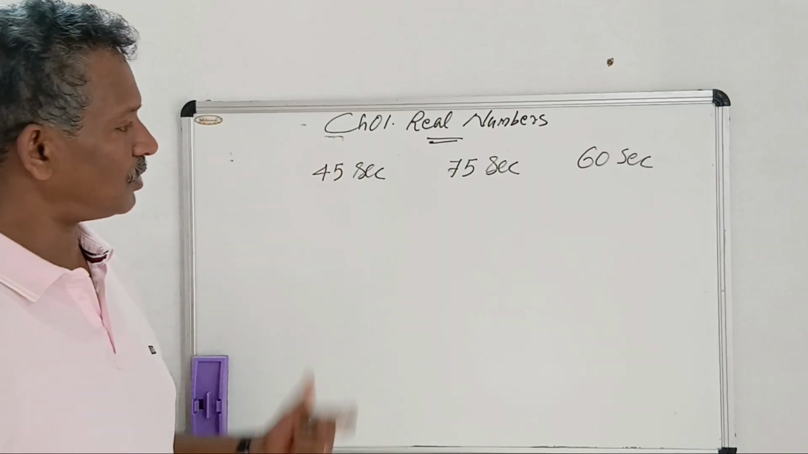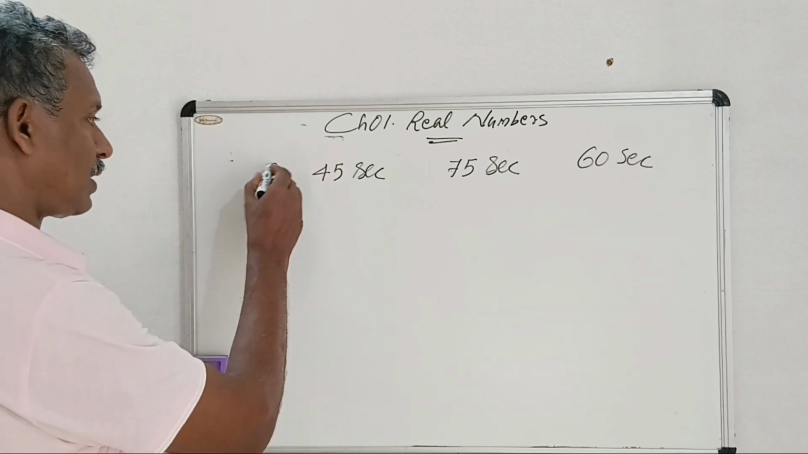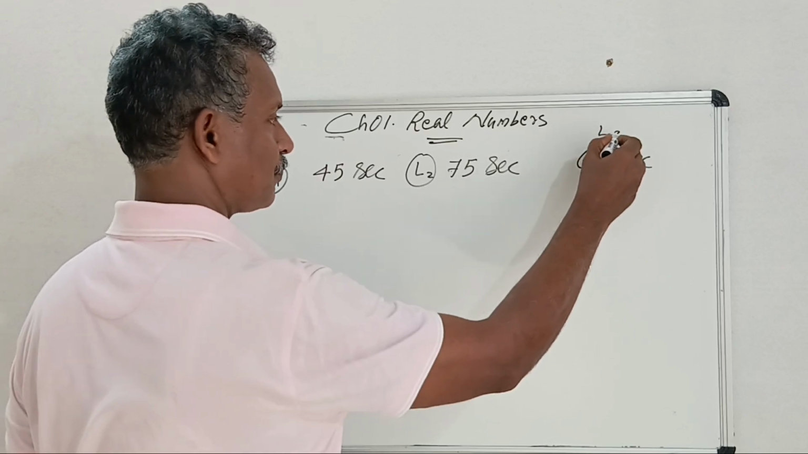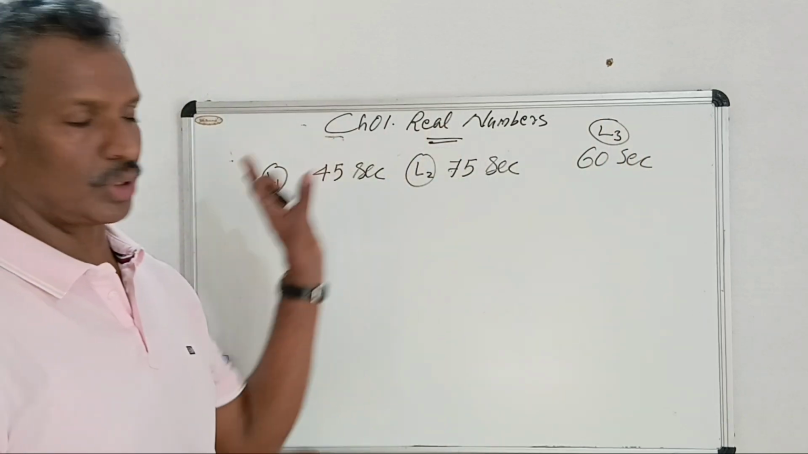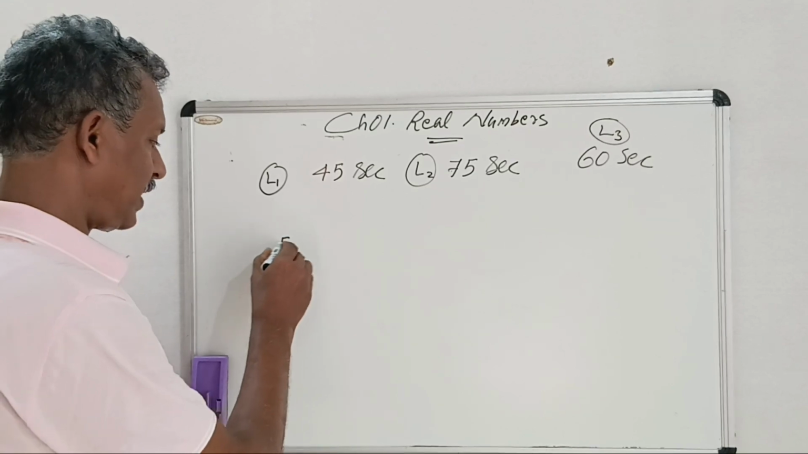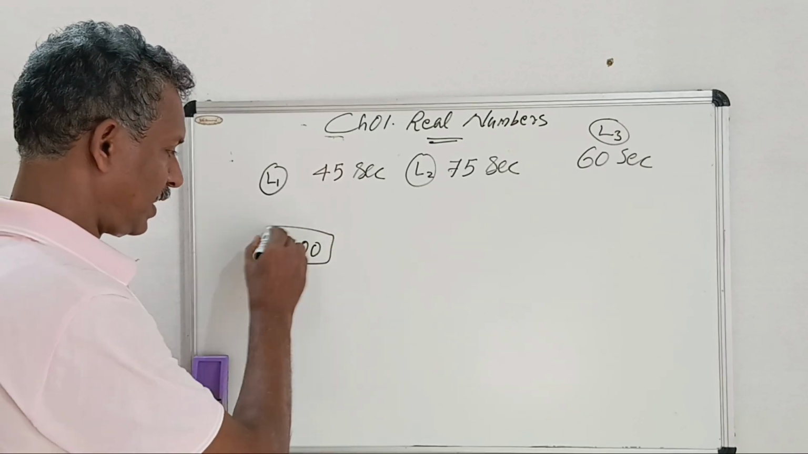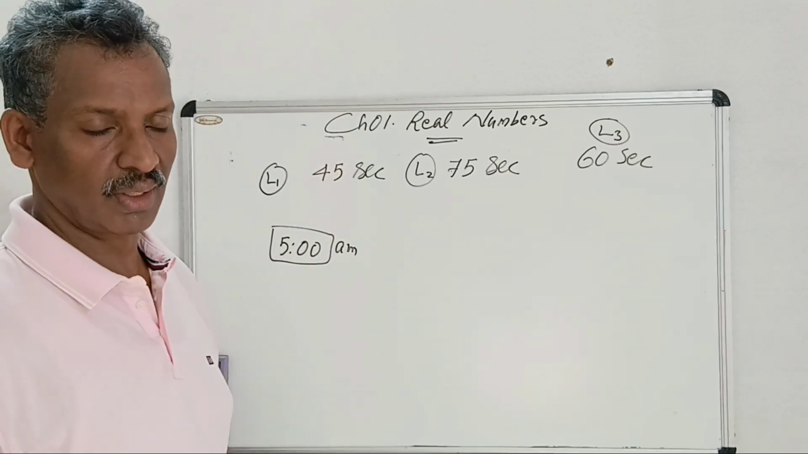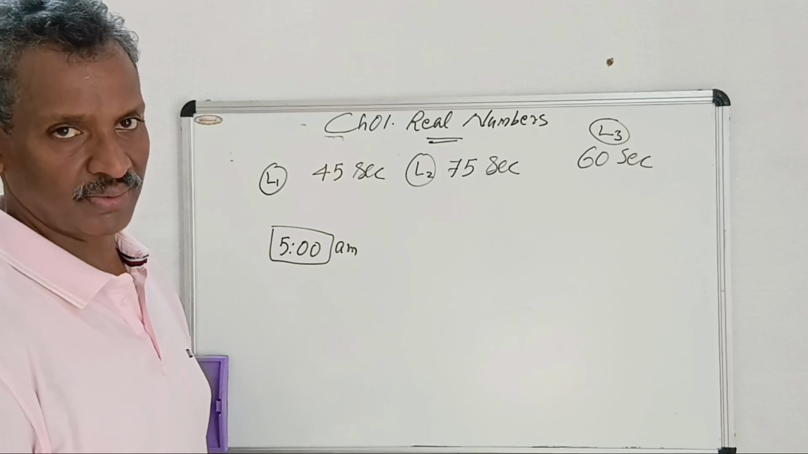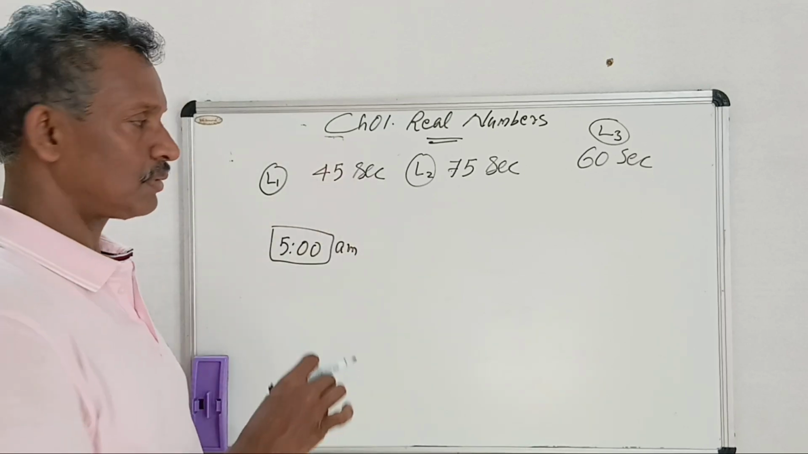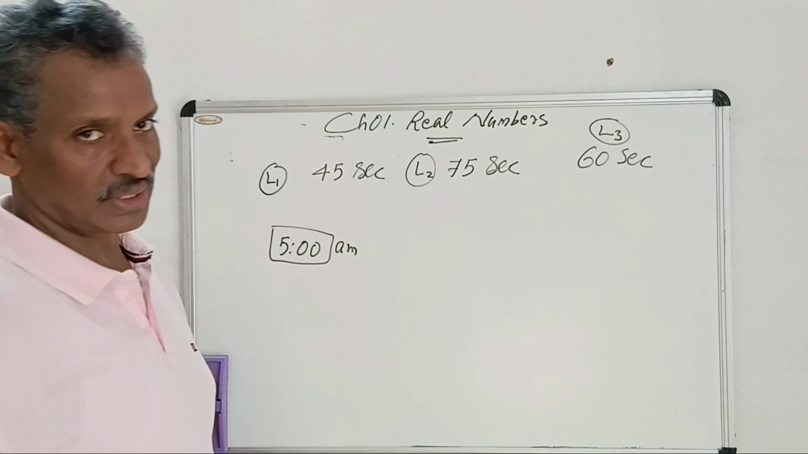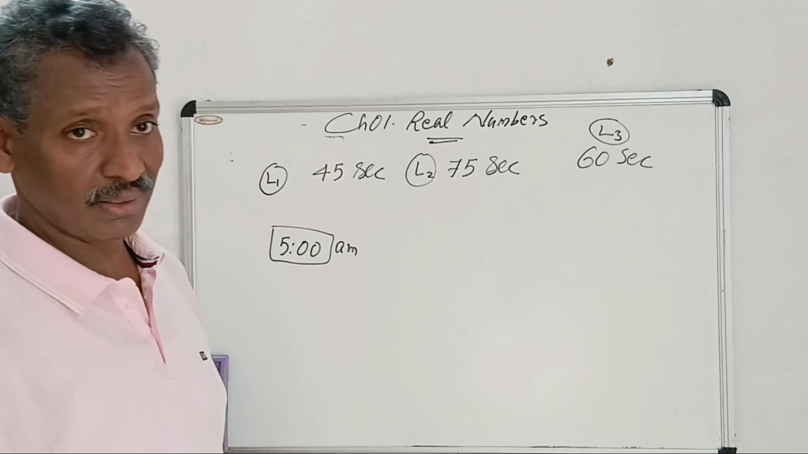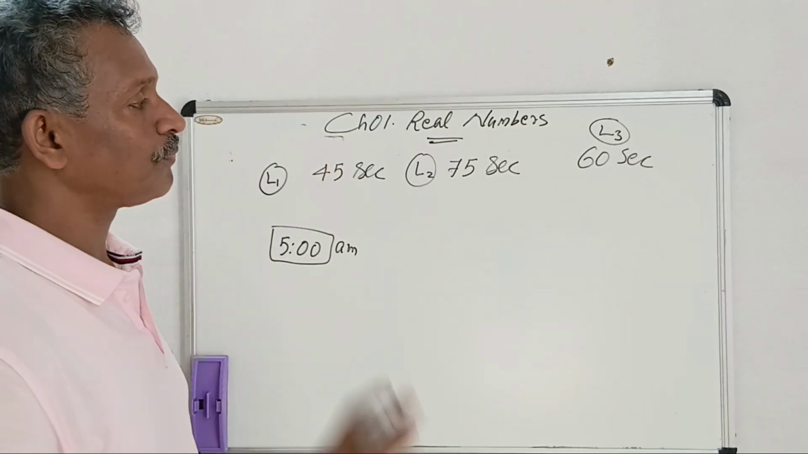Okay. Another question. There are 3 traffic lights. This is one light, light 1. This is light 2. This is light 3. 3 lights are placed in 3 corners. And at 5 a.m. in the morning, all 3 lights light together. And then it gets off. Okay. After 45 seconds, the first light will light again. The second light will light again after 75 seconds, and the third light will light again after 60 seconds.